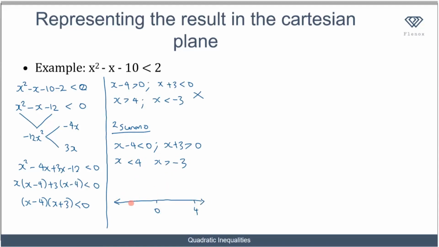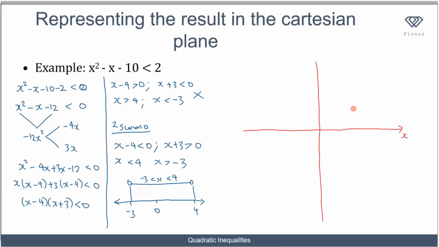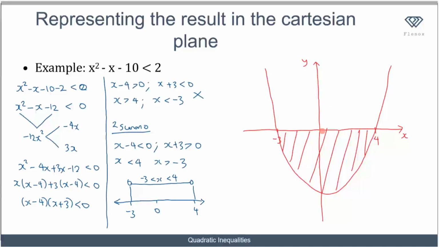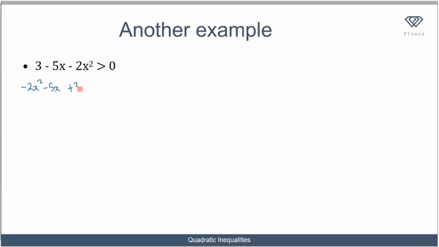Now if we think about this, this is really nonsensical, because you cannot have a number x in which the value of x will be greater than 4, like 5, 6, 7, and simultaneously the value of x will be less than minus 3. It does not make sense. So we disregard this result.